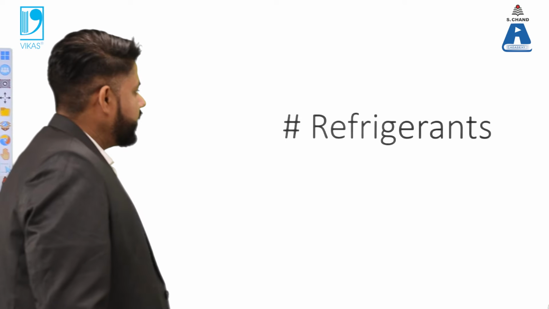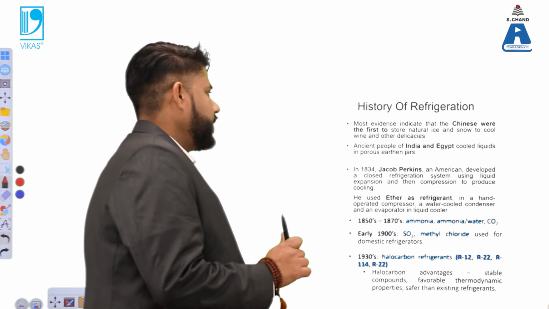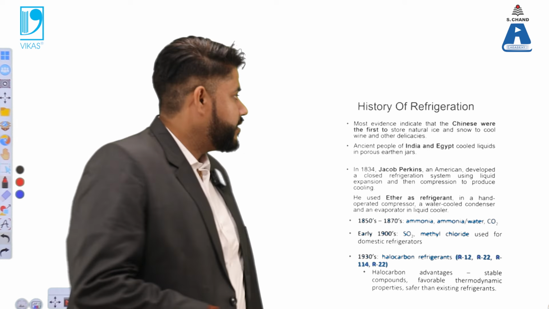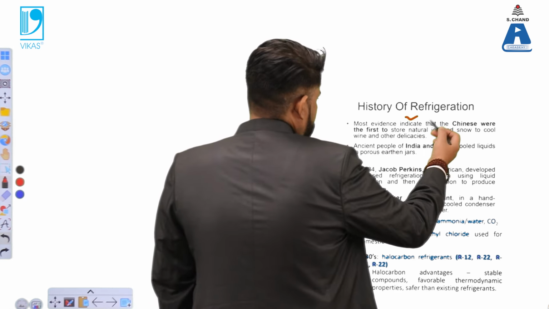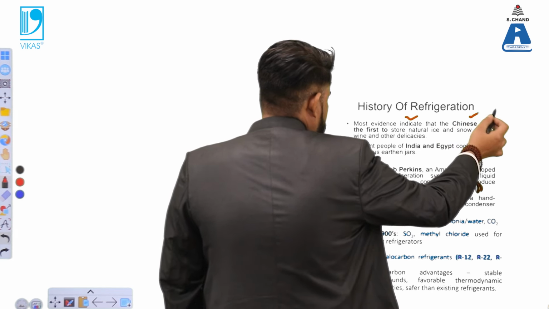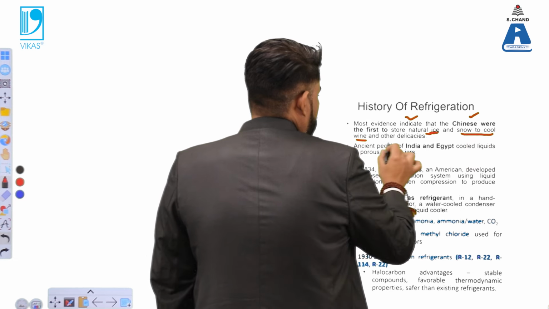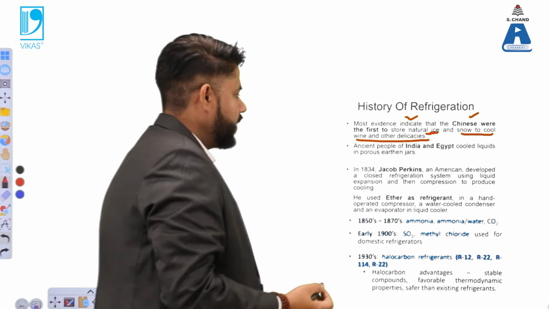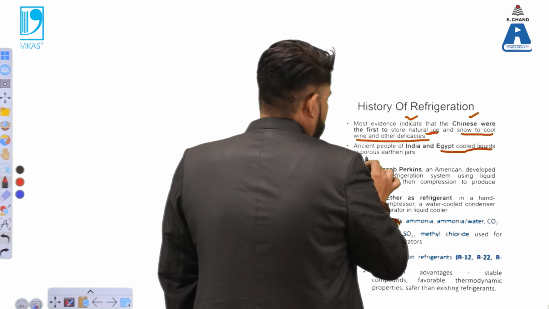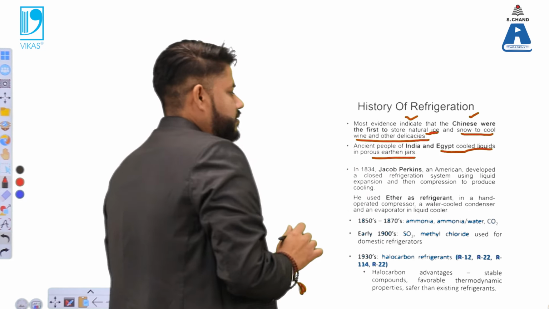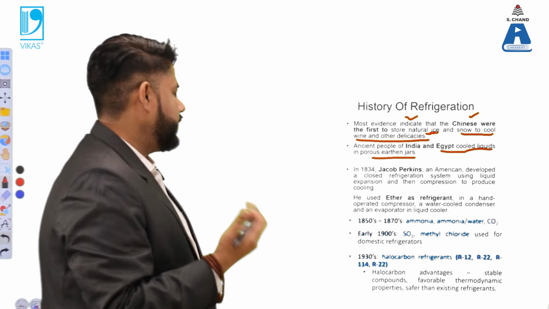So the topic is refrigerants, and we'll be straight away starting this topic with the history of refrigeration. The majority of the evidence indicates that the Chinese were the first to store natural ice and snow to cool wine and delicacies. And the ancient people of India and Egypt cooled liquids in porous earthen jars. So that was the early history of refrigeration.